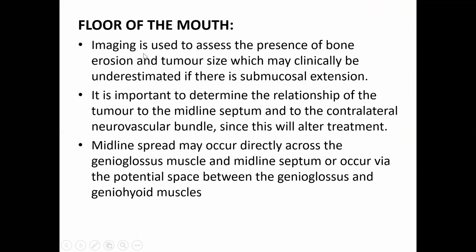Floor of the mouth. Imaging is used to assess the presence of bone erosion and tumor size, which may clinically be underestimated if there is submucosal extension. It is important to determine the relationship of the tumor to the midline septum and to the contralateral neurovascular bundle, since this will alter the treatment. Midline spread may occur directly across the genioglossus muscle and midline septum, or via the potential space between the genioglossus and geniohyoid muscle. So again, we have a lot of things to understand over here.